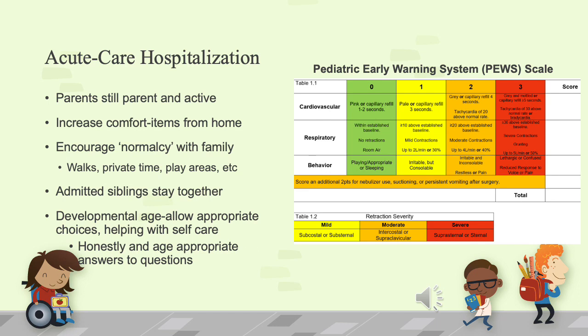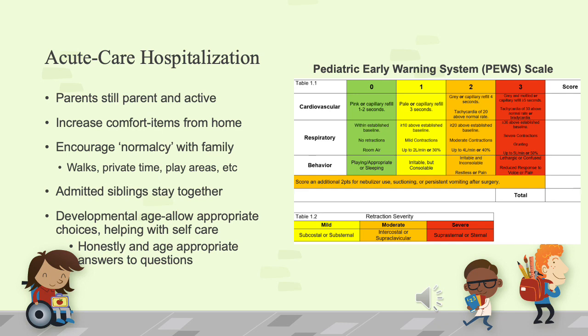You want all zeros. If you have zeros, it means cardiovascular is working, so you will assess for pink or capillary refill within 1 to 2 seconds. Their respiratory function will be within normal parameters, so that's back to the vital signs chart in the beginning of this lecture, and they'll be free from any retractions. Their behavior will be playing and appropriate, so that will give the child a 0 for their PEWS score.